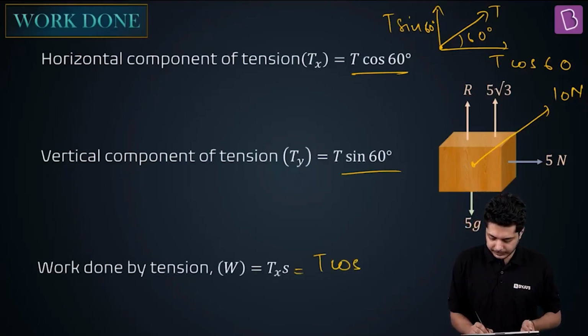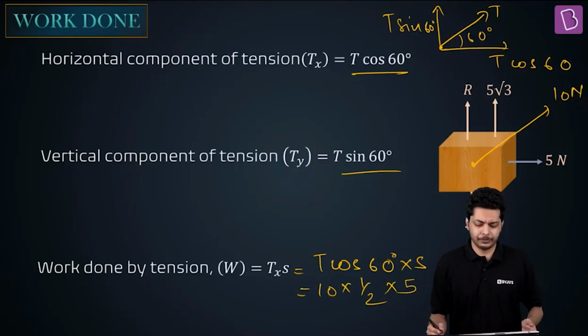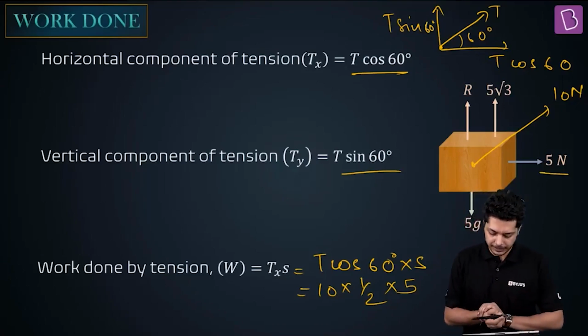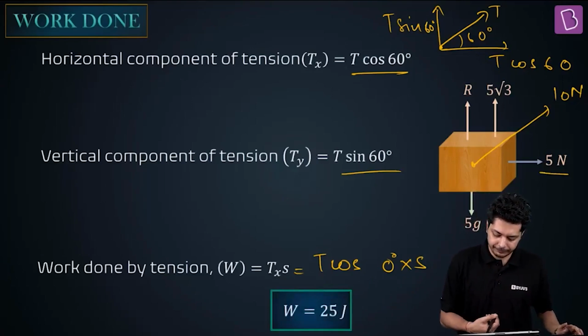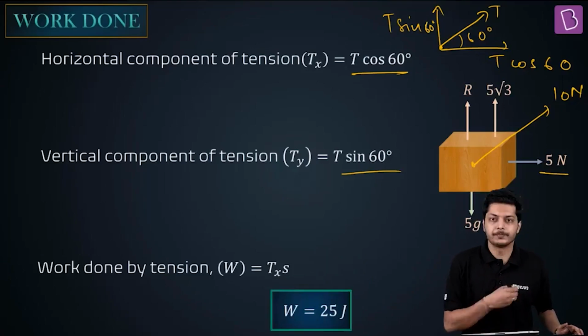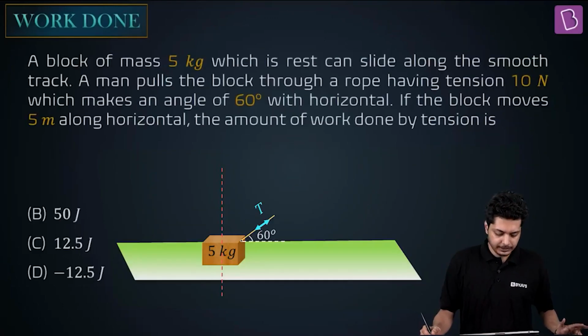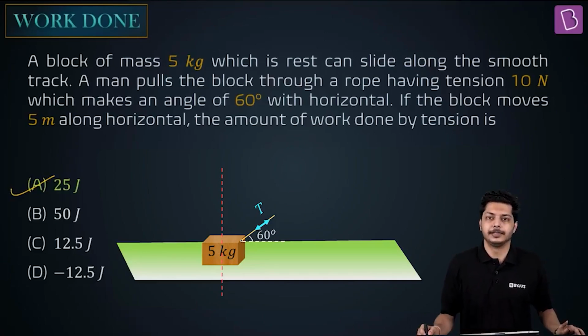X component is T cos 60 multiplied by the displacement. Tension is 10. Cos 60 is 1 by 2 and the displacement is 5. Or we can straight away write the x component which is 5 Newton. So 5 into 5, the work done will be 25 joules, right? Understood? Got it? The concept? And finally, the correct option for this question will be option A.